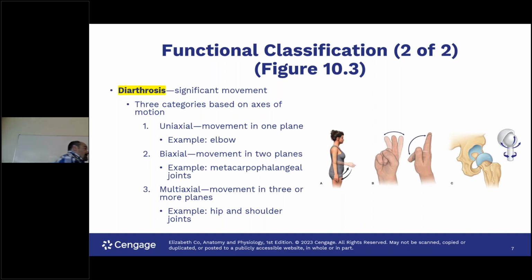And then thirdly, from a functional classification, we have diarthrosis or diarthrodial. This is a whole lot of movement, right? There's quite a bit of movement that takes place. Freely movable joints, diarthroses. Now, what did you see as far as the functional classification? S-A-D, SAD. That's pretty easy to remember, right? SAD. Synarthrosis, amphiarthrosis, diarthrosis. SAD, SAD. That's the functional classification.